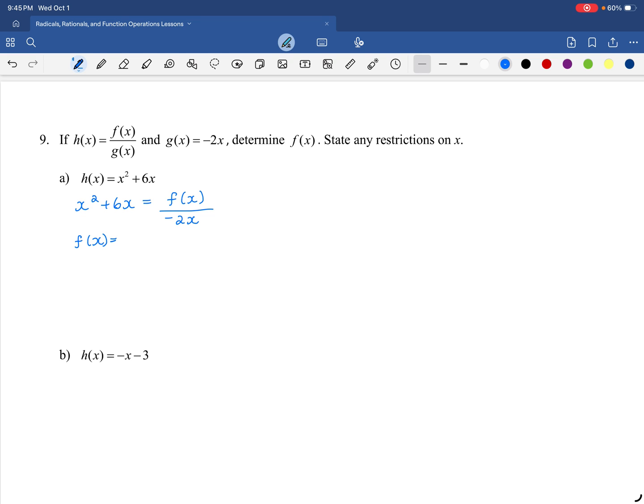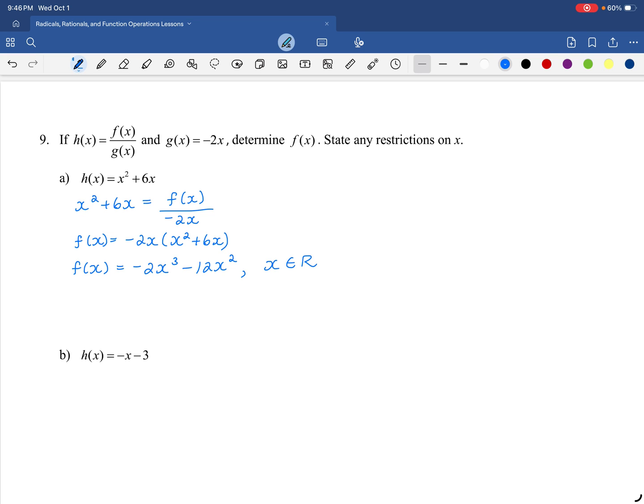Therefore, how do I find f of x? I'm just going to multiply. So f of x is going to be negative 2x multiplied by x squared plus 6x. If I multiply this out, f is going to be negative 2x cubed minus 12x squared. It looks like we've created a cubic function for function f, therefore there's no restriction on it. So I'll just indicate here that x is an element of the reals for this function f.